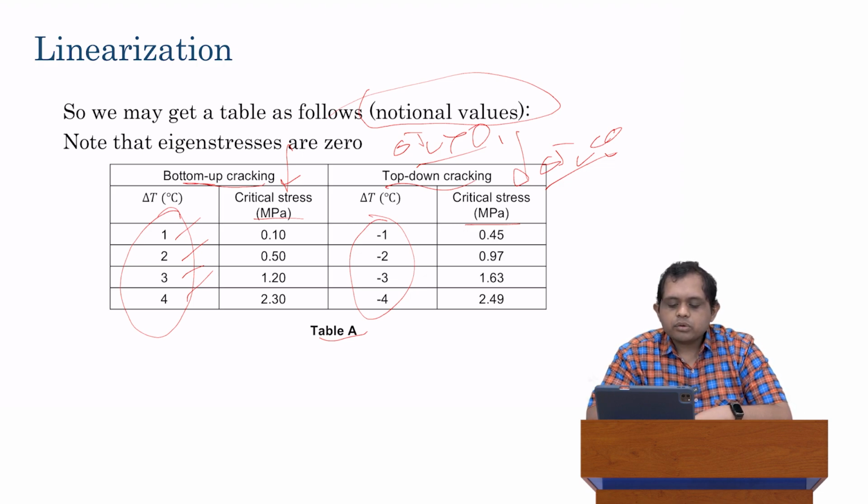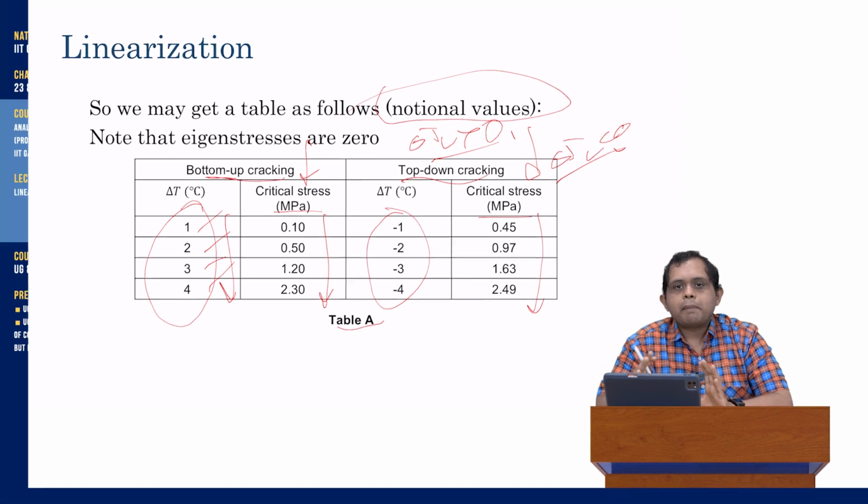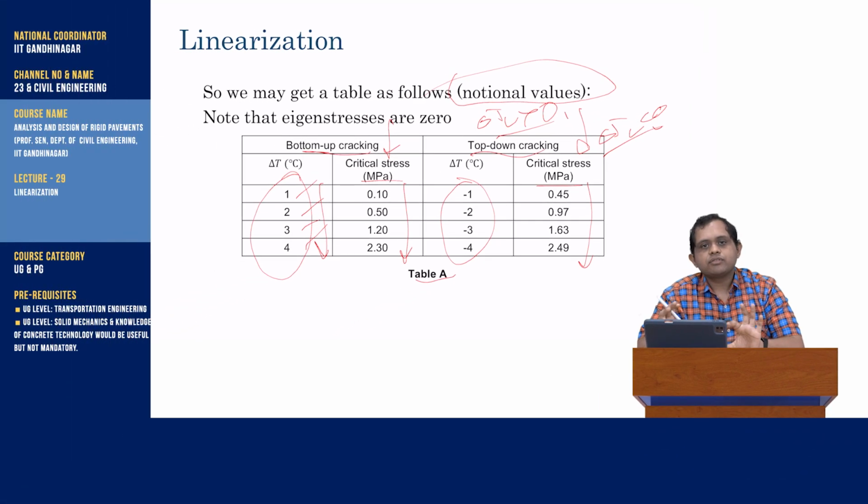Okay, so what we see here is obviously that as you increase this delta T, the critical stress is going to increase. So as delta T increases, I put an increasing value of this critical stress. Again, these are notional values, I haven't calculated them, but this trend is generally what you will see in practice. Similarly, as the magnitude of delta TL increases, even for top-down cracking, the critical stress will also increase. And so I have put some notional values to show critical stress in top-down cracking.